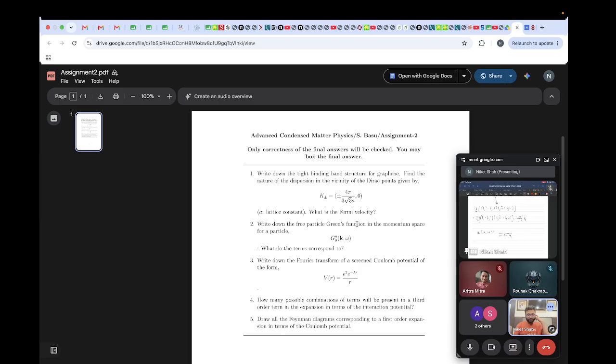Correct? So these are the terms in your free particle Green's function in the k and omega space, in momentum and omega space. So what are these individual terms? This is just the energy of the particle. This is the dispersion relation, and i eta, you know what i eta is. It is that damping factor, the factor that you add so that your integral does not diverge.